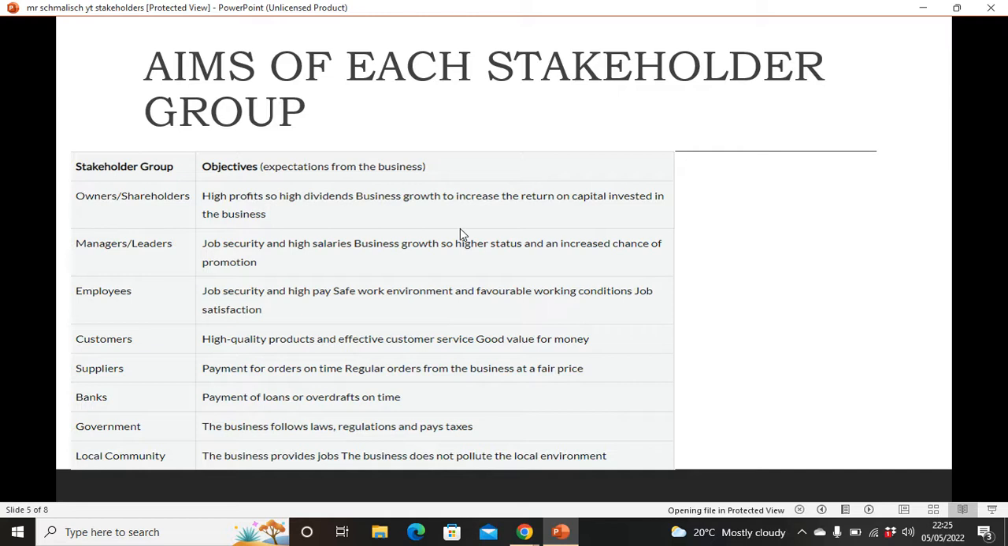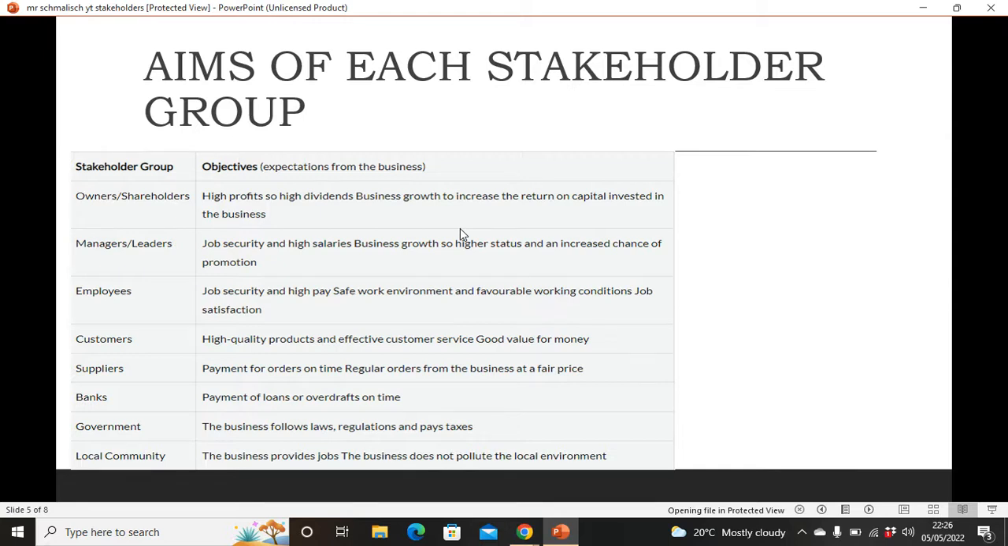Then you've got banks or other financial institutes, and obviously their main interest is to get payments of their loans or overdrafts back on time. Then you've got the government. Now, the stakeholder group is defined as the group that runs the country. Their main aim is that the business will follow laws, regulations, and pay taxes. And obviously, if the business makes more profit, in theory, they should be making more taxes.